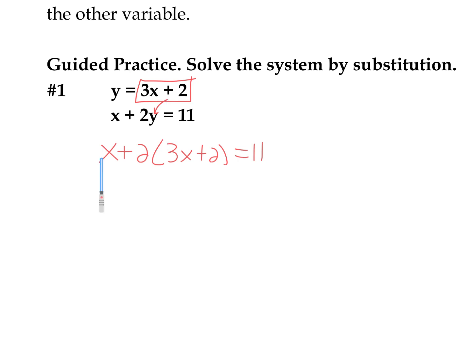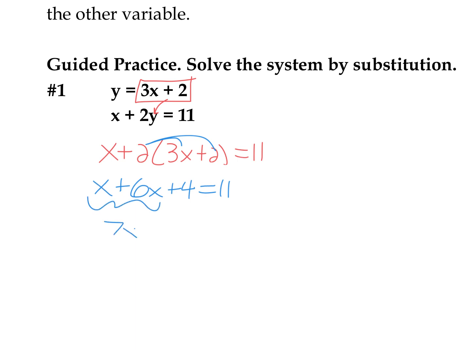The only variable here is an x, which means I can solve for that variable. Anytime you have an equation written in just one variable, we can solve for that variable. So I'm going to have x plus 6x plus 4 equals 11. Then I can combine my like terms. I'm going to solve this equation.